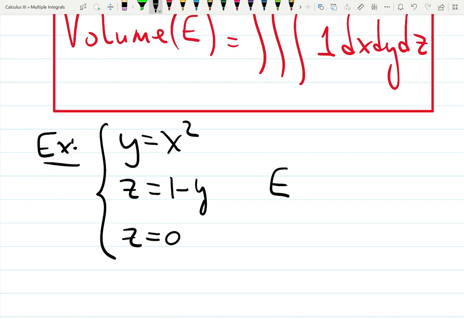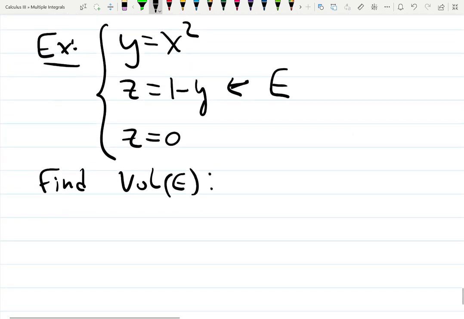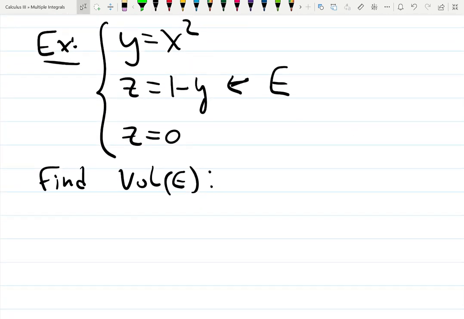So E is enclosed by this. Find the volume of E. Step one, a picture. Start with z equals 1 minus y. That is some kind of plane. What plane? X is missing. So what does that mean?